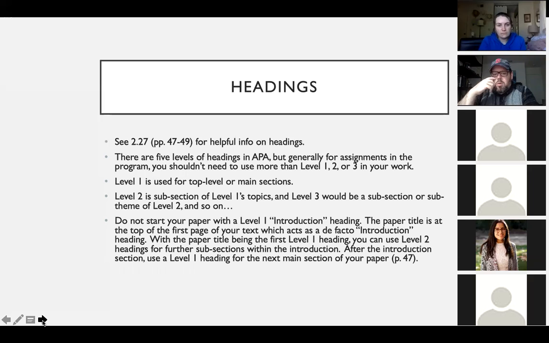So you don't want to start your paper with a level 1 introduction heading. The paper title is at the top of the first page of your text, which should act as a de facto introduction heading. You don't need to write the word introduction. We know that it's the intro. And so with the paper title being the first level 1 heading, you can use level 2 headings for further subsections within your introduction or after the introduction. And then from there, after the introduction section, you should use a level 1 heading for the next section of your paper. And again, there are some more rules about this on page 47.